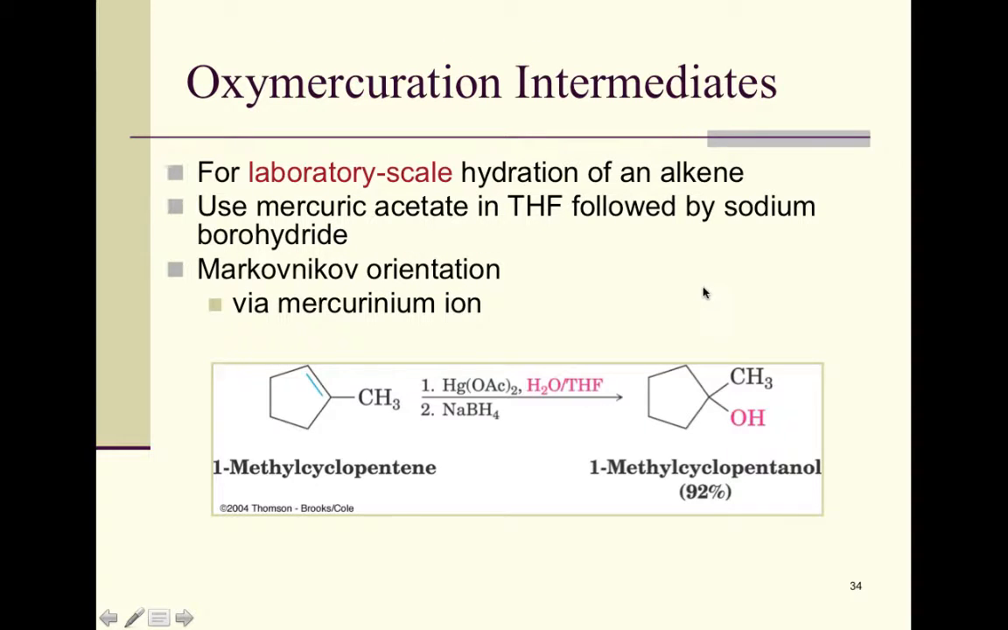For the laboratory scale hydration of an alkene, we would use more reagents. We use mercuric acetate in THF, followed by sodium borohydride. This is Markovnikov's orientation via a mercurinium ion. This set of reagents is a two-step reaction, so here's the first step, number 1. This is the second step, so with the reaction arrow, you would write the number 1 with this set of reagents. That means you could actually stop the reaction at that point, and you could either react it further or not, but this is a second reaction that's happening.